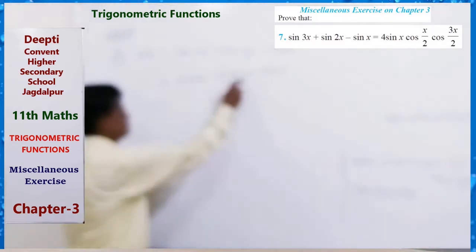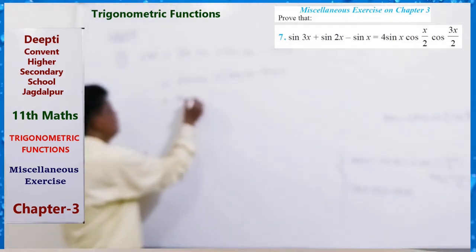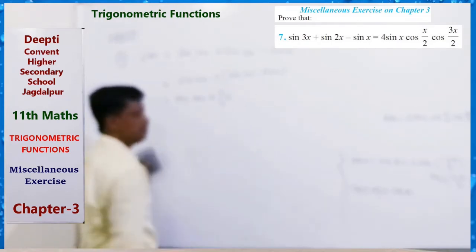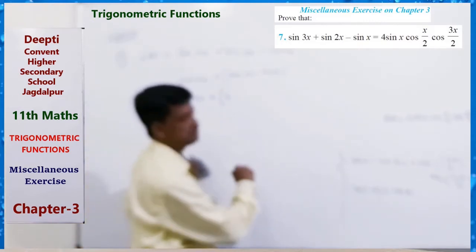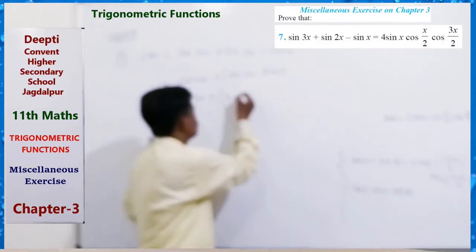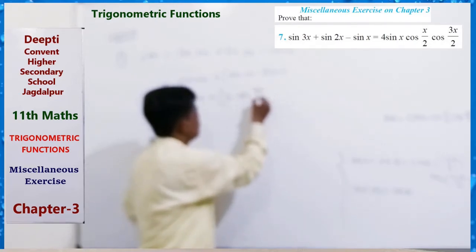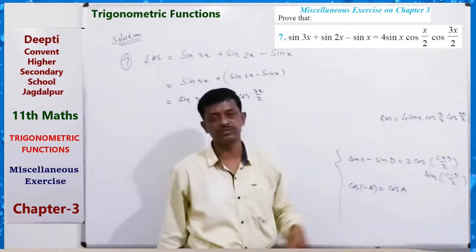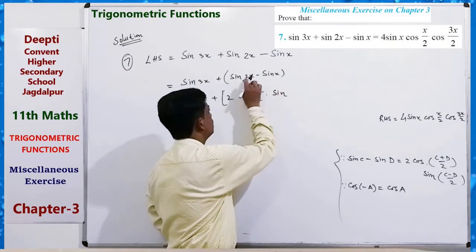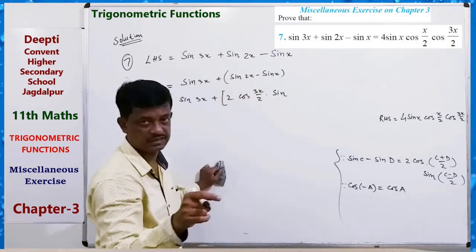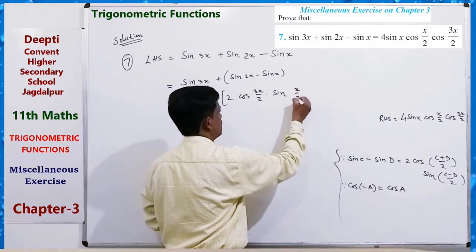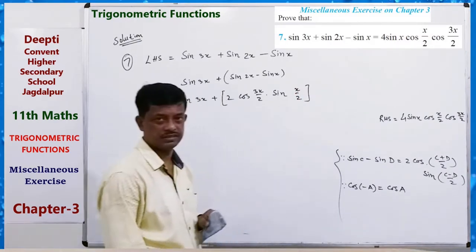Sin c minus sin d. So here sin 3x plus we can get the value 2 times cos (c plus d) by 2, that is 2x plus x, 3x by 2. So cos 3x by 2. Simple combination. Cos 3x by 2 is there also. Okay, so this into sin (2x minus x) by 2, so sin x by 2. Just we get like this. Clear?